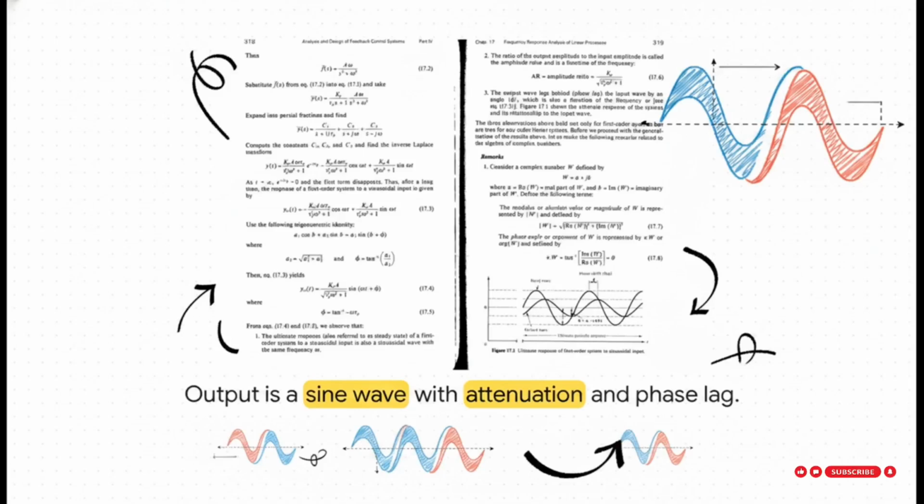The math reveals that the ultimate steady-state response is in fact another sine wave with the exact same frequency as the input. However, two huge things have changed. First, the amplitude is attenuated, meaning the peaks and valleys of the output wave are smaller than the input wave. The faster you oscillate the system, the smaller the output wave gets, because the system just doesn't have time to catch up. Second, there's a phase lag. The output wave is shifted in time, permanently lagging behind the input wave.